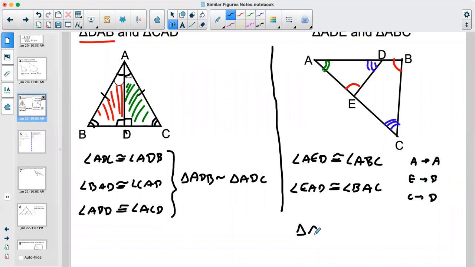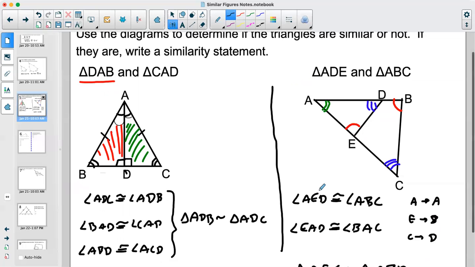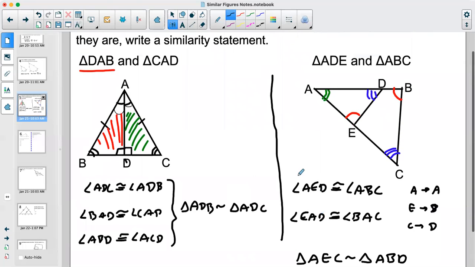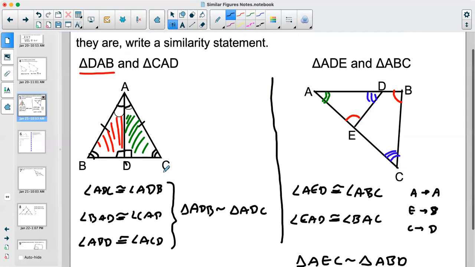I can say triangle AEC. So I had a triangle ABE. Is that right? E and B, yeah. And so I've got a similarity statement that way. So the angles are probably the easiest way to do these. We have no idea what these side lengths are. So it's usually smart to look at the triangles and use the angles to find similarity statements.